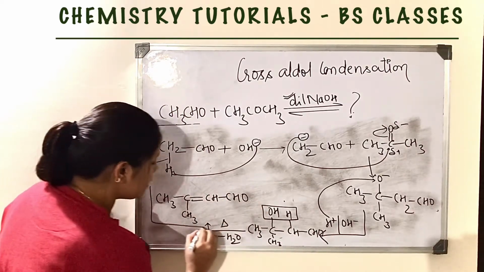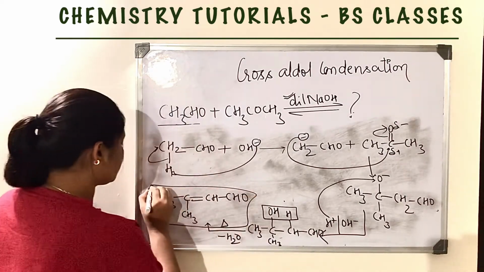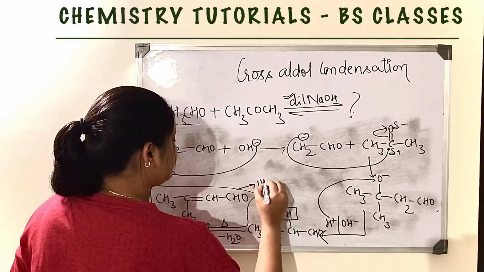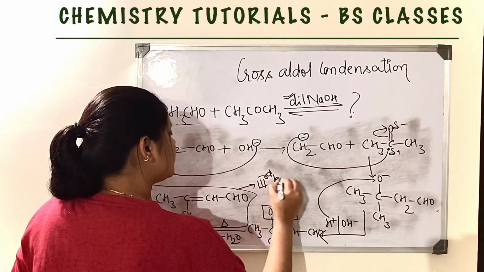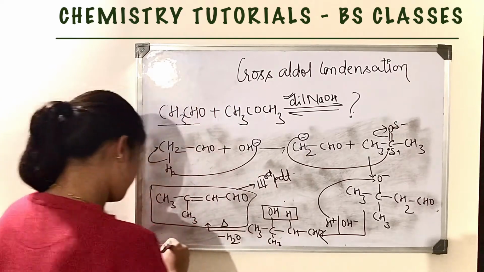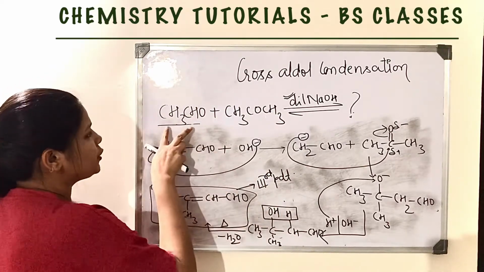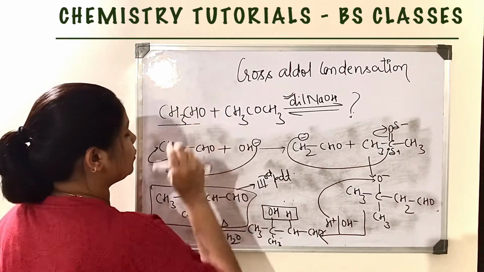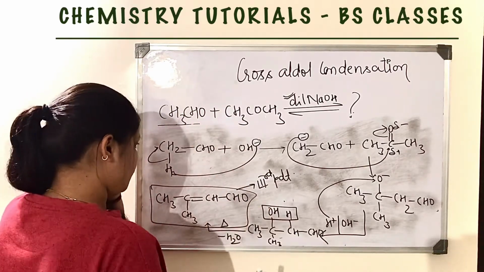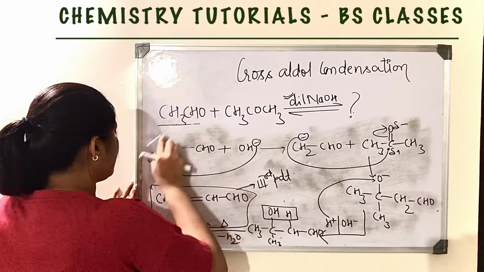Now this is the third product. This is the third product that is formed by the reaction between this aldehyde and ketone. Now come to the fourth product. Fourth is the final product.